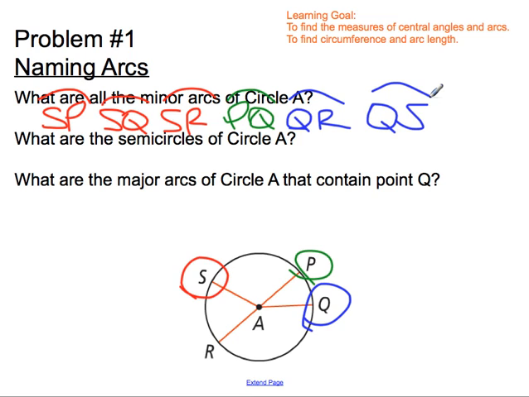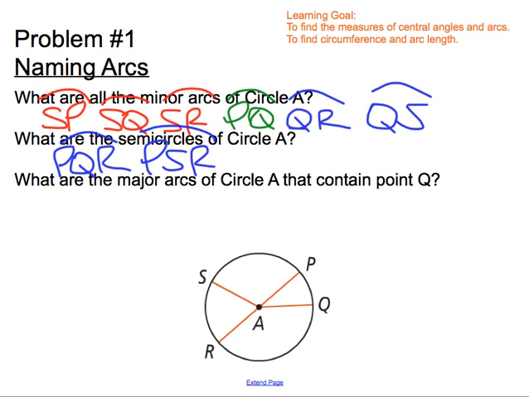Semicircles, now that we have half of a circle, we need 3 points. So one semicircle could be from P through Q to R. And the other semicircle would be from P through S to R.